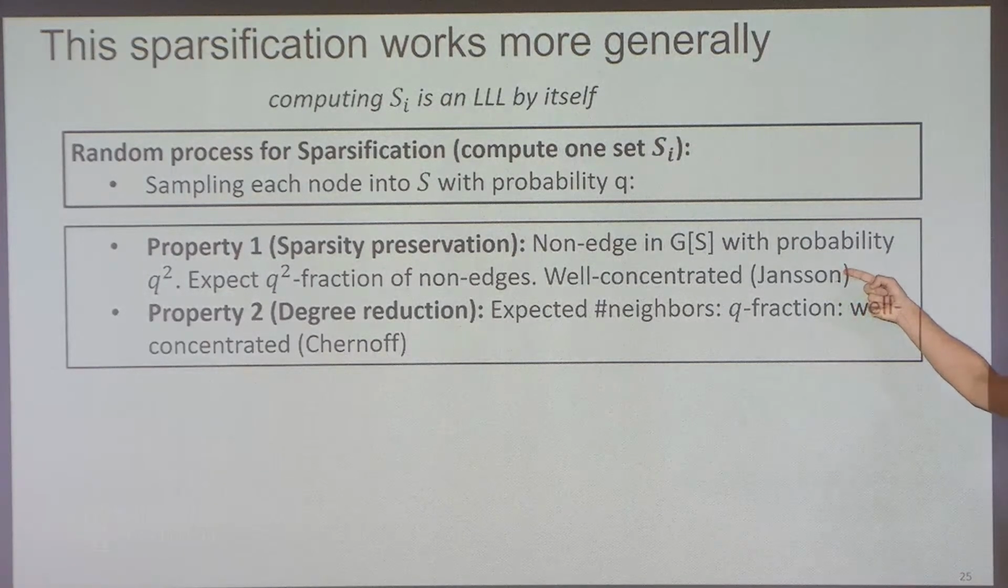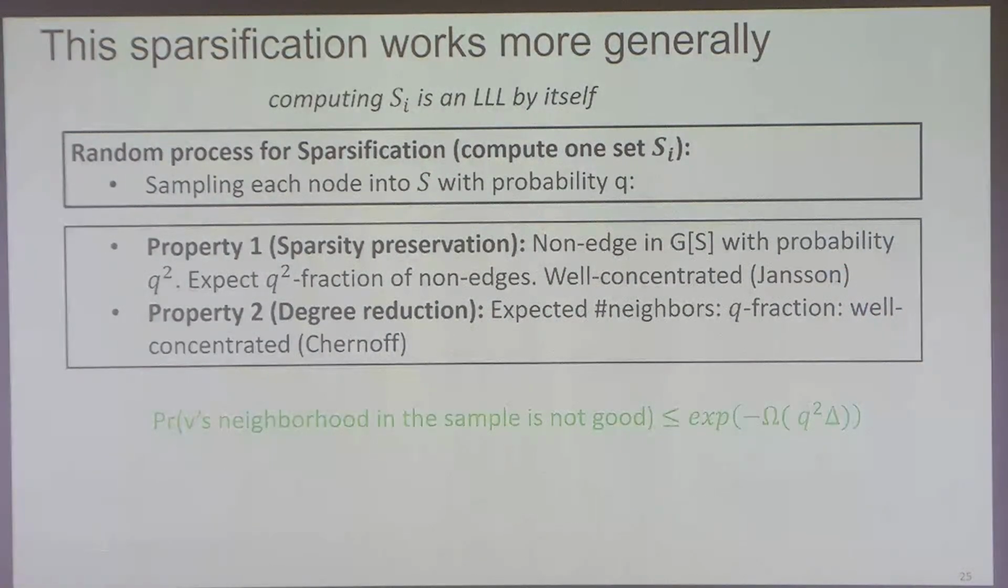And both of these are actually concentrated. There are lots of dependencies in the first one, but one can show that both of these are concentrated, and the probability that such a random sample for a node is not good in the neighborhood of a specific node is again exponentially small in delta. And for this illustration here, I think it's best to just assume this q is constant. This is not what we will do later, but I think this is best to get the feeling for it.